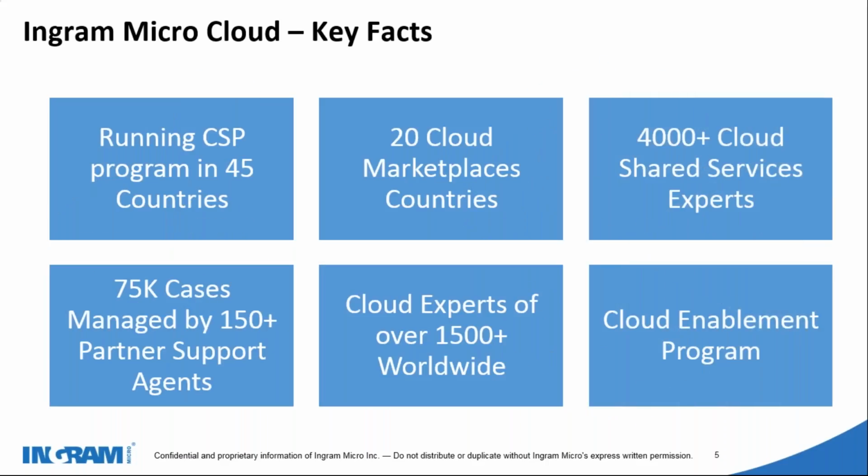Some key facts. As of today, while we speak, we are running the CSP program for Microsoft in 45 plus countries. We were the best distributor for Microsoft, awarded by Microsoft at this WPC. We're running marketplaces in 20 countries. We have 4,000 shared services experts sitting in 3 different locations of the world, working 24/7. We manage more than 75,000 tickets for our partners as part of CSP, with over 150 plus technical support agents sitting in these countries, which is Manila, Sofia, and Canada.